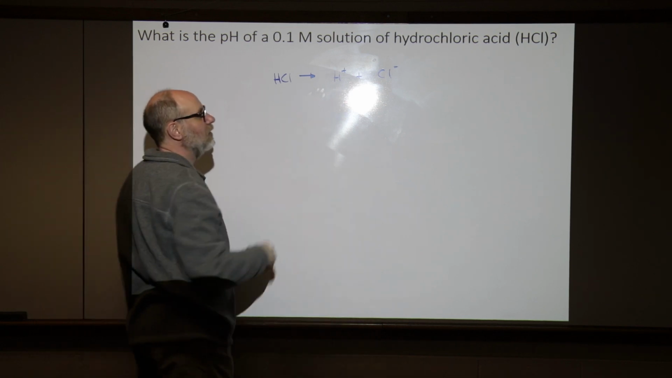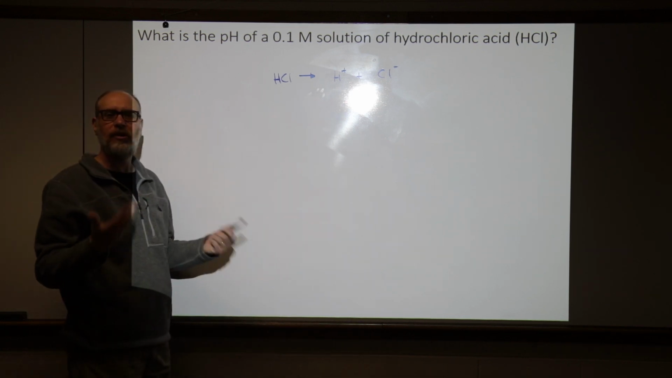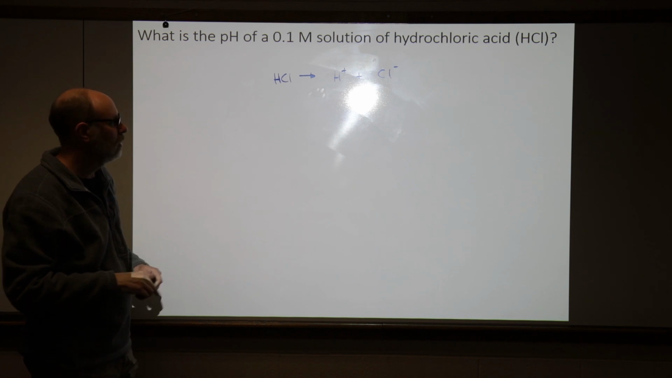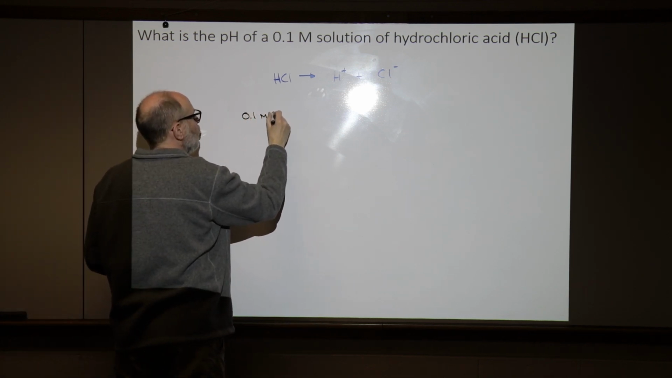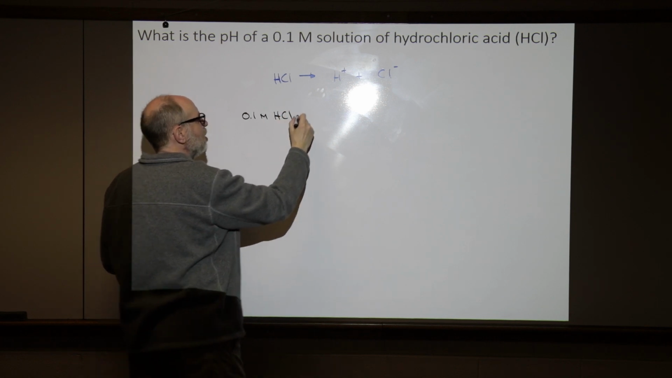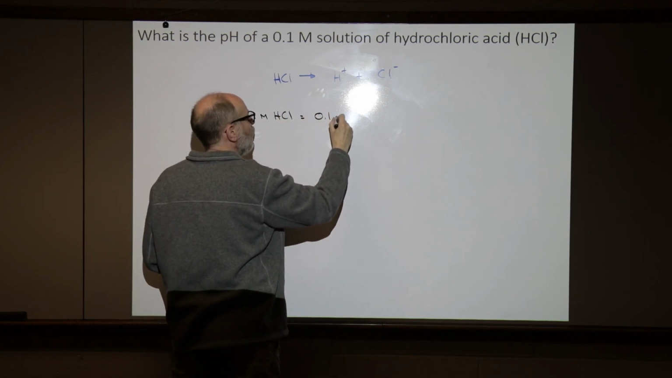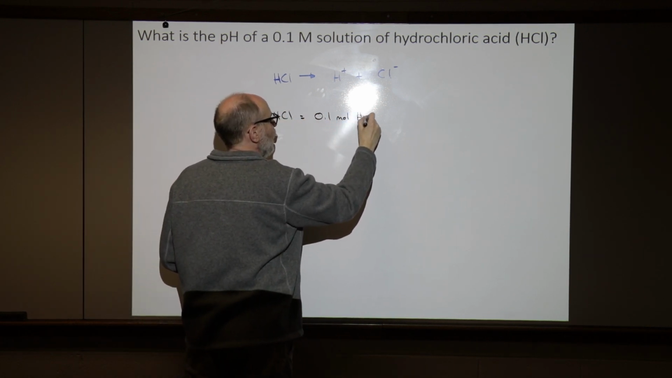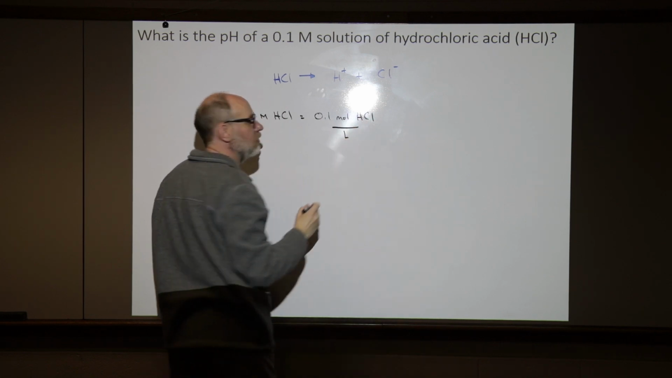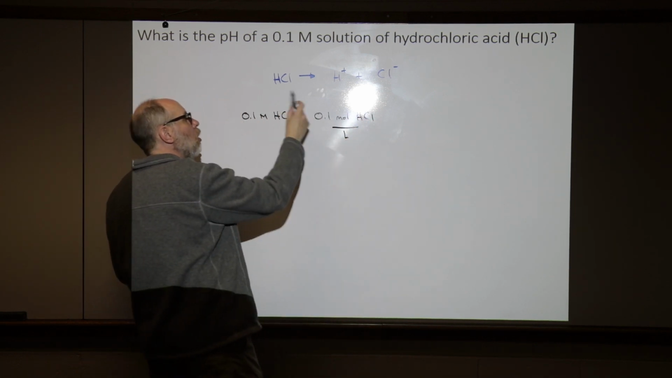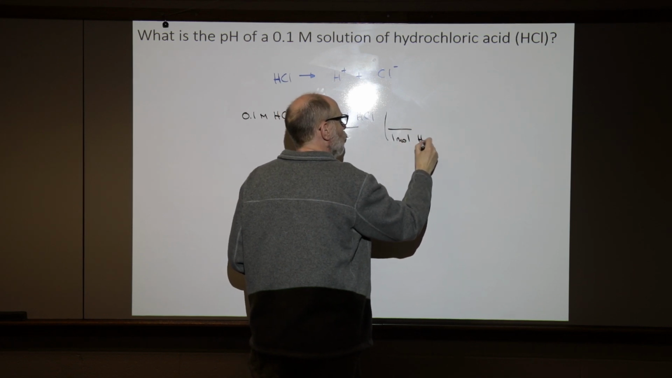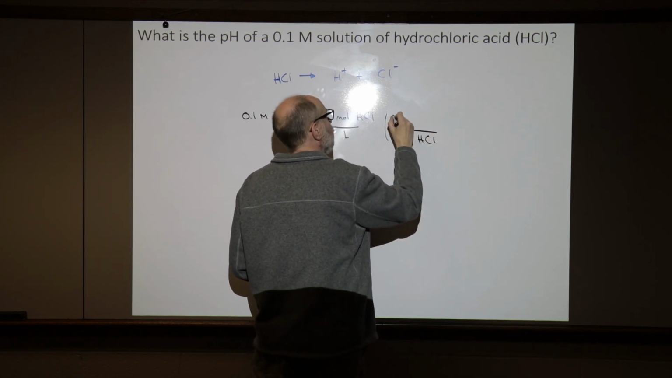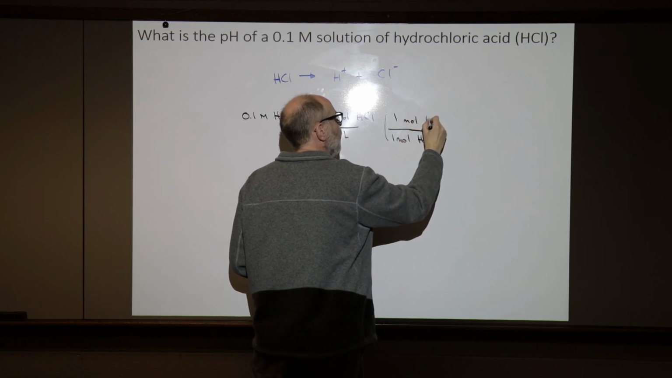Produces H plus and Cl minus, and we said that happens in stoichiometric amounts. So in this case, we're starting with 0.1 molar hydrochloric acid, which is the same as saying 0.1 mole of hydrochloric acid per liter of solution. And we know that 1 mole of hydrochloric acid produces 1 mole of H plus.